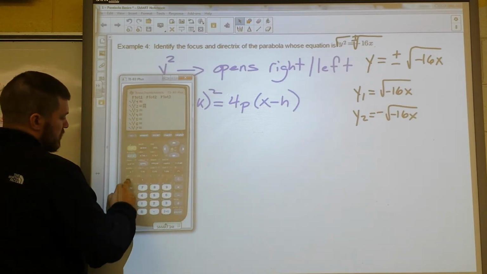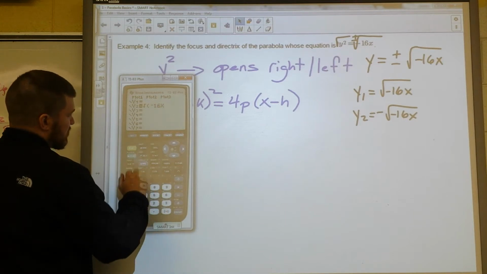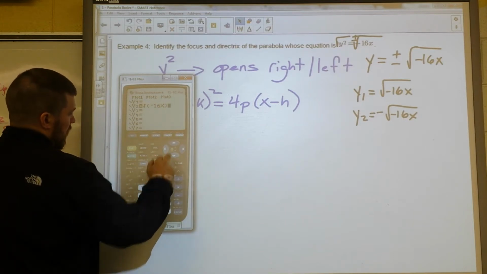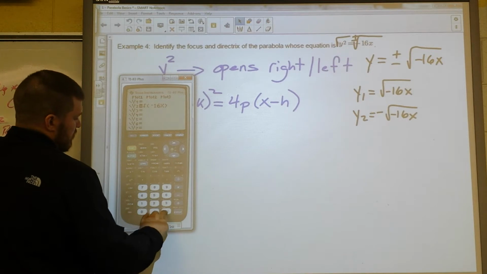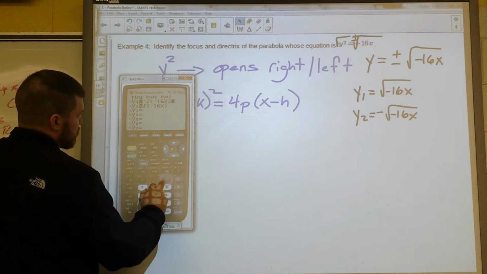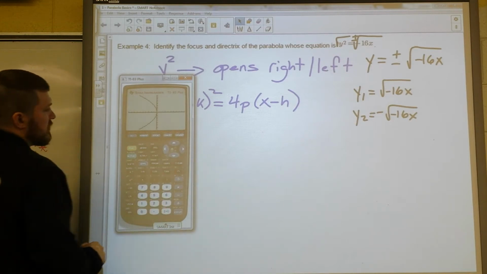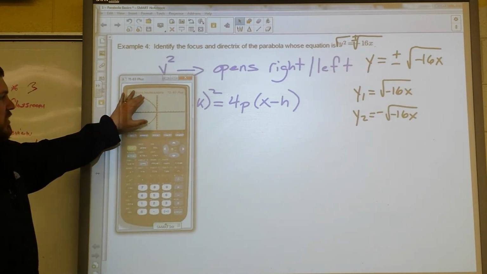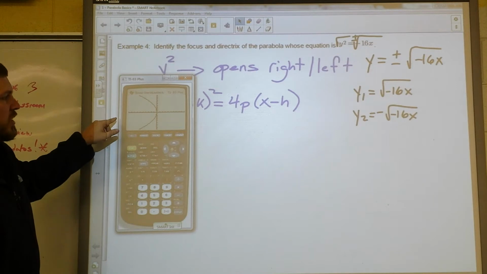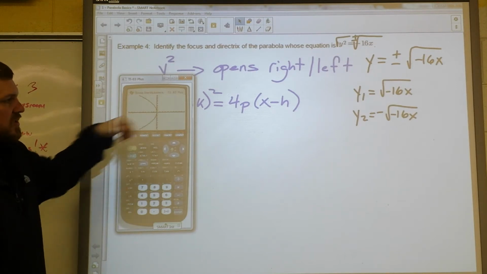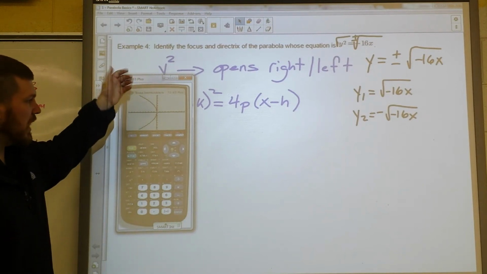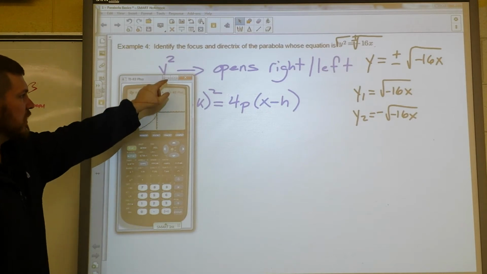So, the square root of negative 16x and the negative square root of negative 16x. Graph it. Based on the picture, I can see that this parabola opens to the left and my vertex is at 0, 0. I can just eyeball that because it's right there, 0, 0.